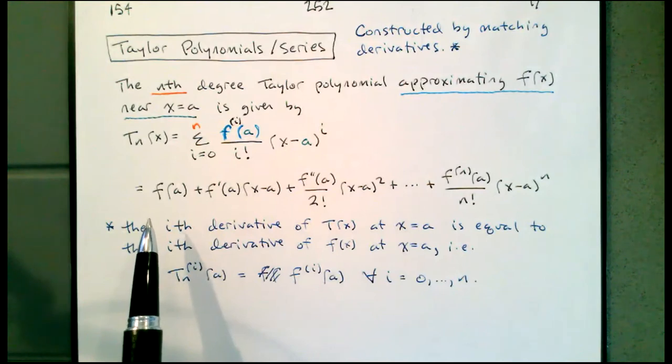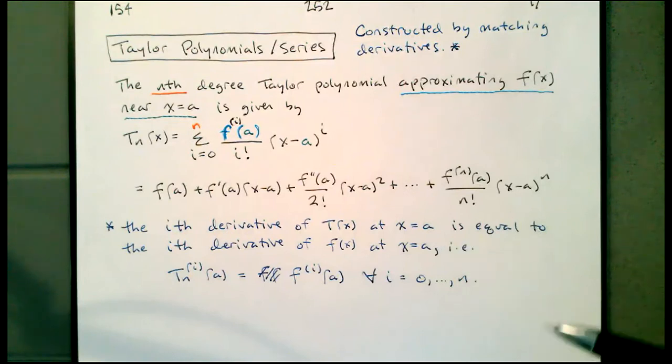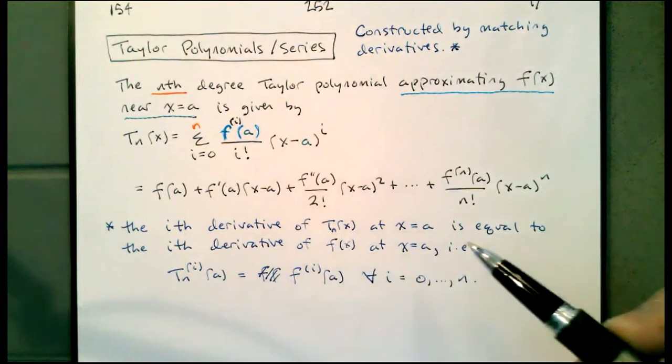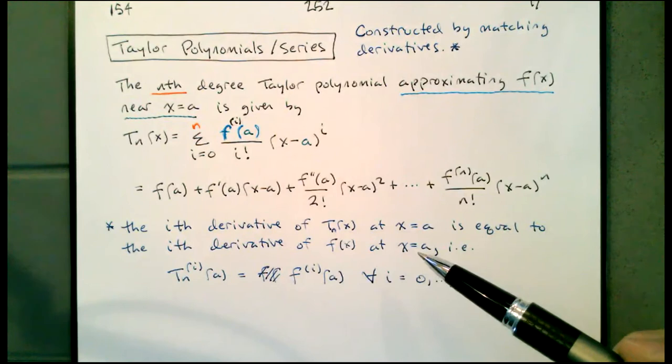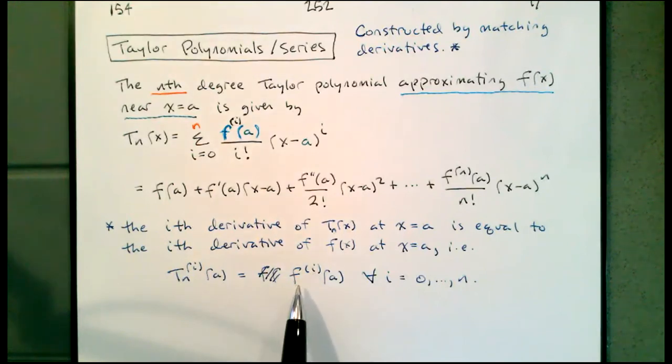Remember that we're going to construct a Taylor polynomial by matching derivatives. That is, I want the ith derivative of the polynomial Tn of x at x equals a to be equal to the ith derivative of the function at x equals a, for all values of i, up to the degree of the Taylor polynomial. So we're building a polynomial by matching derivatives.